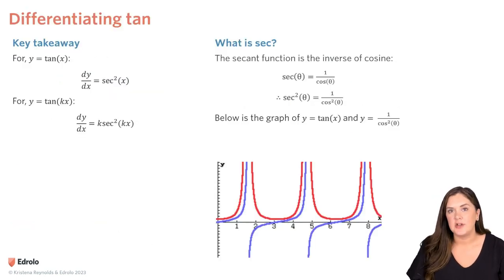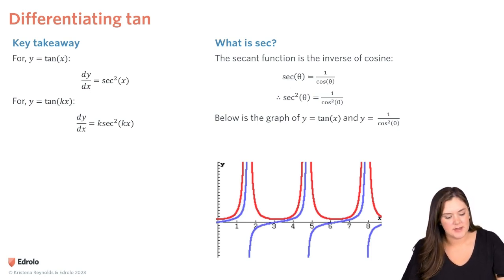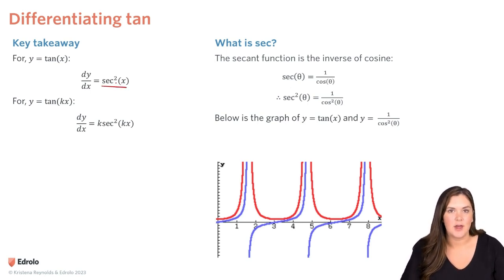Now we're looking at differentiating tan, and this is where the new identity is coming into it. So firstly, our key takeaway is if we have y equals tan of x, then our derivative is this here. So this is sec squared x. So if we have y equals tan of kx, again, we're bringing that k to the front there. So we'll have k sec squared and then kx.